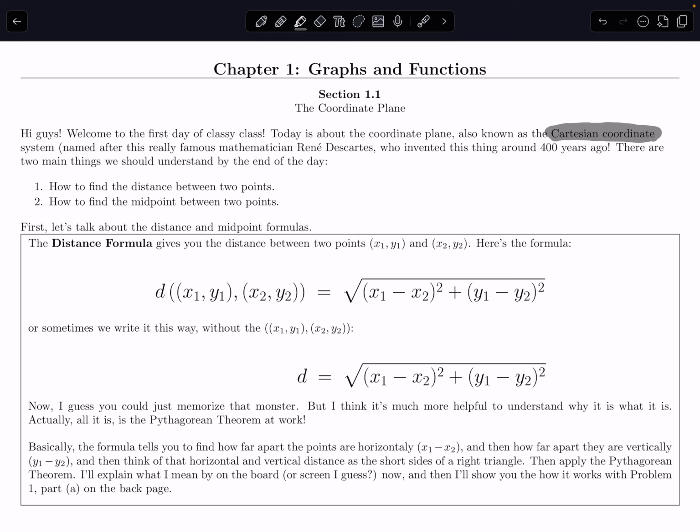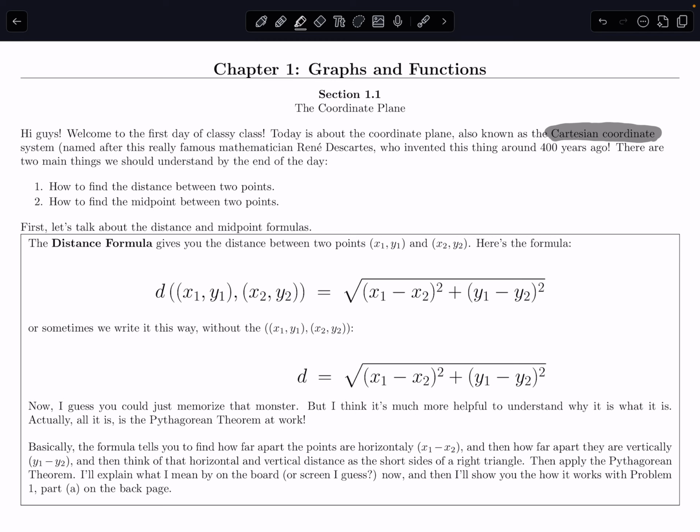And I guess the story goes he was sick in bed or something. He's looking up at the ceiling, looking at the tiles and trying to figure out how to communicate where a fly was landing. I think I have the story mostly right. He's looking at the horizontal and vertical lines and trying to pinpoint where the fly was based on that. So that's the story behind Cartesian coordinates.